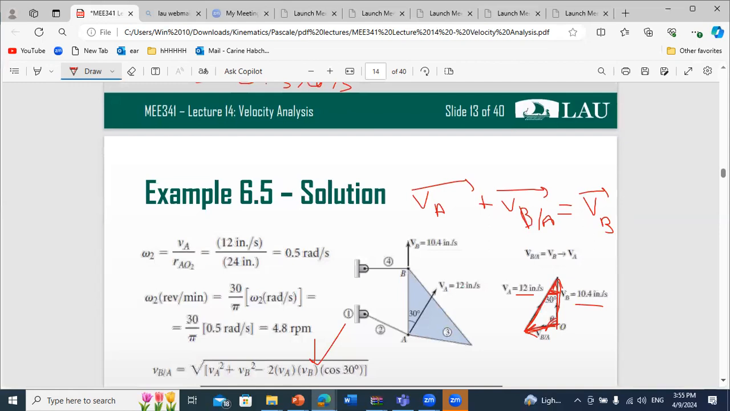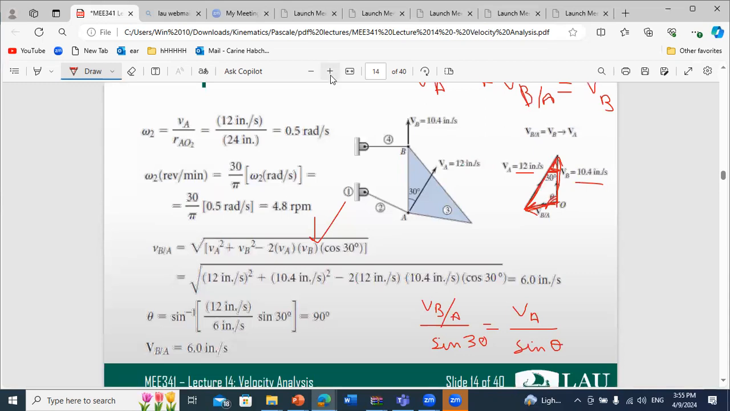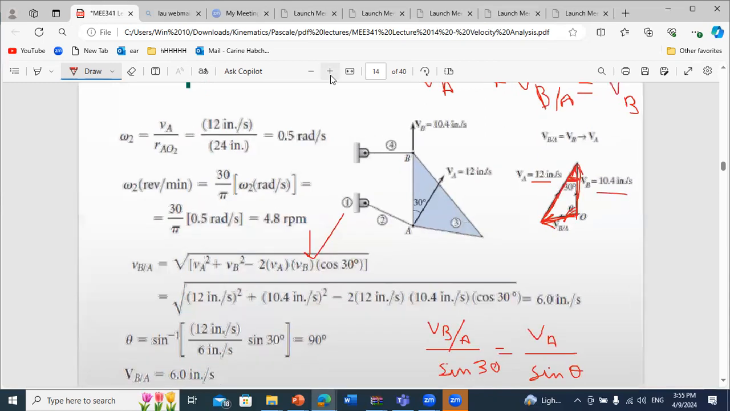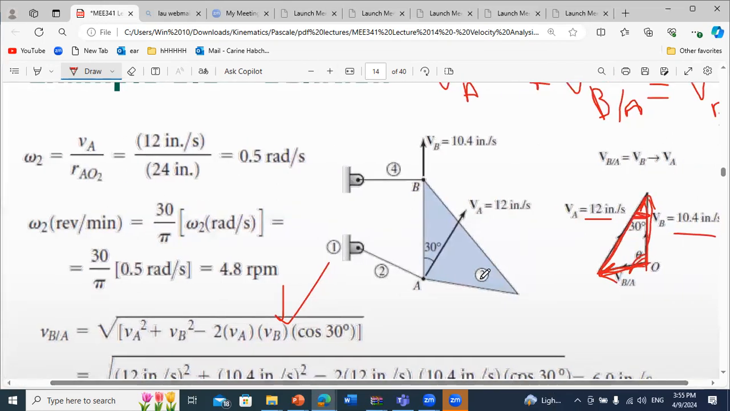Now, the method that we used is the analytical method, but we can also use the geometrical one. Because if you look at this figure, when you define VB relative to A as VB minus VA, you can construct a triangle of vectors between VB relative to A and VA. So VB relative to A plus VA should give you VB.